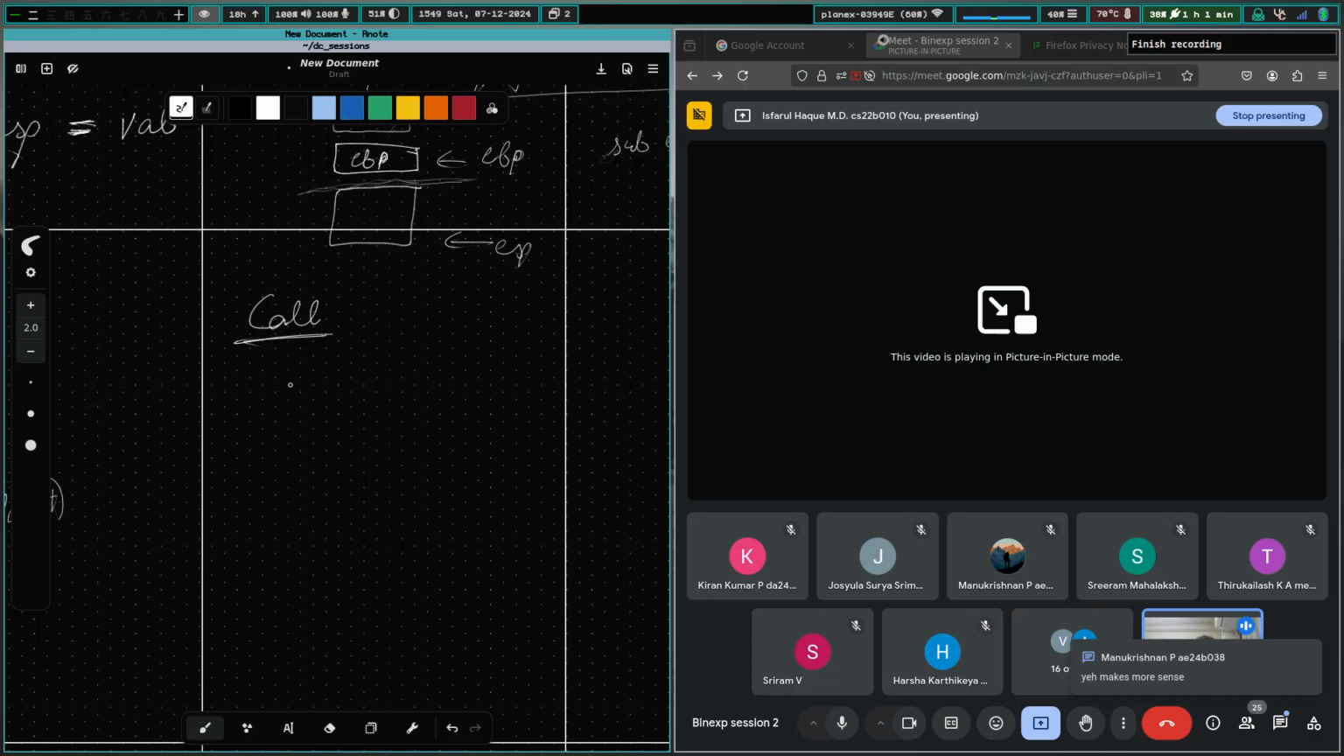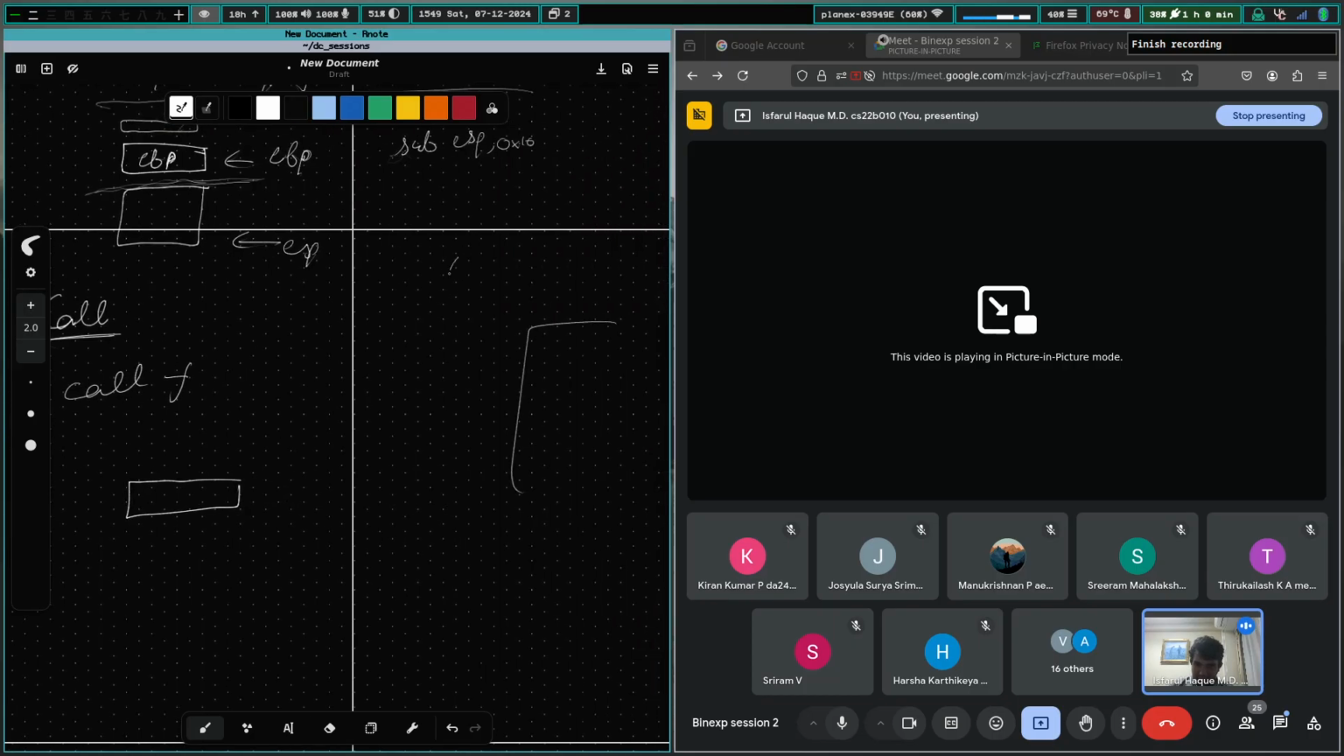When you do a call F, the thing that's happening at EIP is separate. This is the code section, this is the stack. Over here you got a call F, EIP jumps here. So call F happened. EBP points to something. ESP now points to the old EIP value plus 8 plus 4.